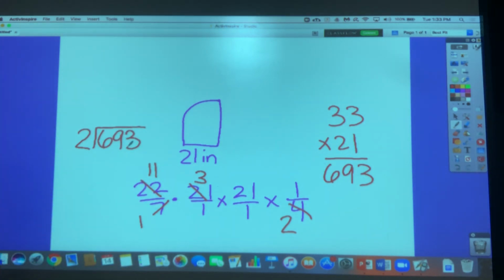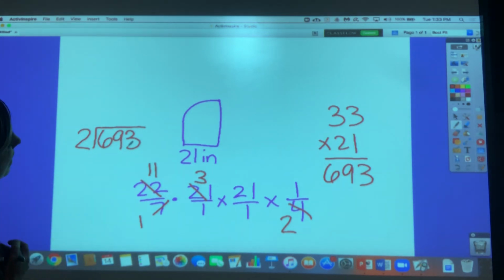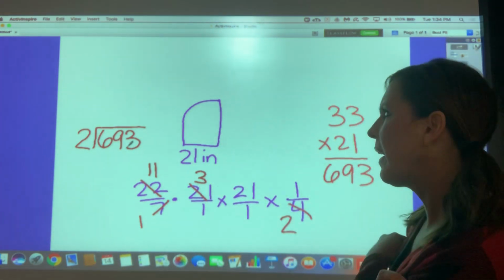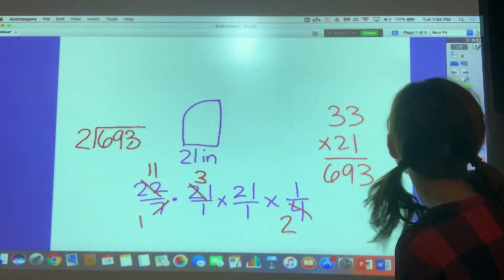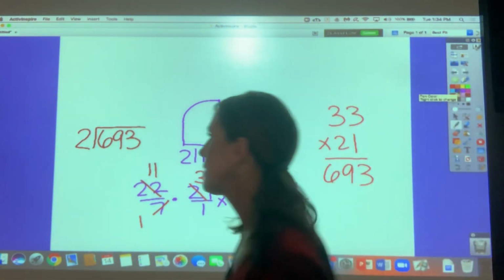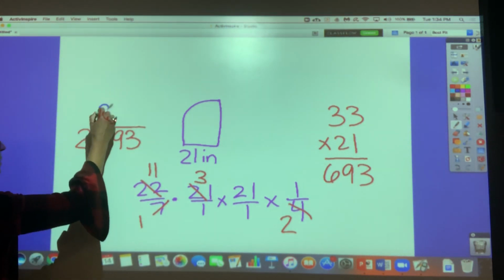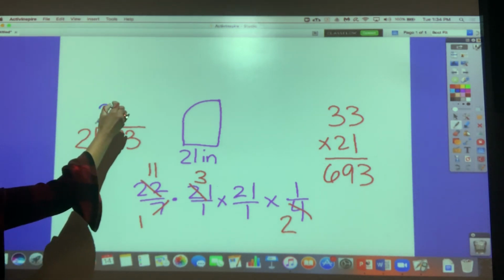Okay, now since 693 is an odd number, we know this answer is going to be something and a half. And I'm going to go ahead and do this here because I've had some people ask me some questions about this. So I'm going to show you how to do this, and then there's really 2 different ways you could do the answer. Okay, so we know that 2 goes into 6 3 times.